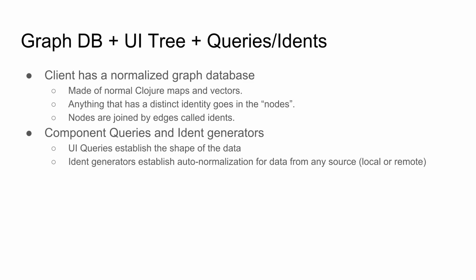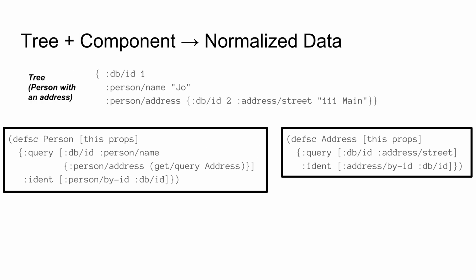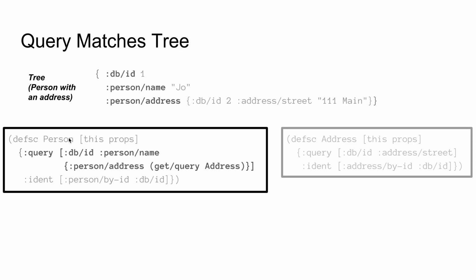So let's talk about taking this tree, wherever it's coming from, this tree that is queried, and turning it into a database. So let's say we have a couple of components. We have a person component that has a query, and queries are vectors of things you want, and properties are just listed keywords. So it's got a database ID, it's got a name, and then submaps inside of a query indicate a join. So we're going to go from person address to an address component. And so over here the address component wants an ID and the street of the address.